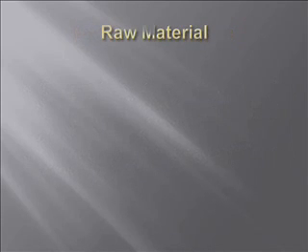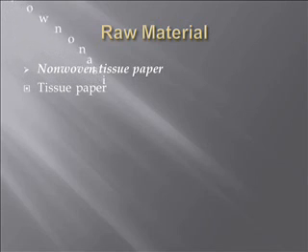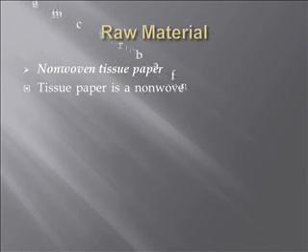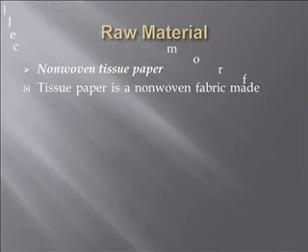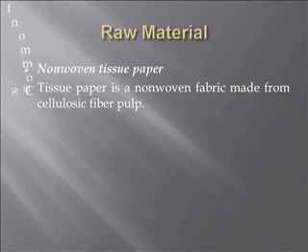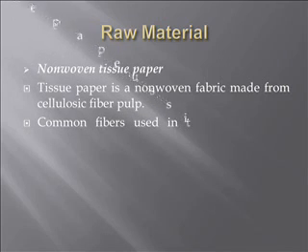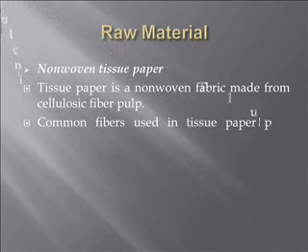The basic raw material in the manufacturing of wet tissue papers is non-woven tissue paper, which is made from cellulosic fiber pulp. Common fibers used for this purpose are wood, rayon, and recycled paper, etc. These fibers are macerated in a machine known as a hydropulper, which is a cylindrical tank with a rapidly revolving rotor at the bottom that breaks fiber bundles apart.